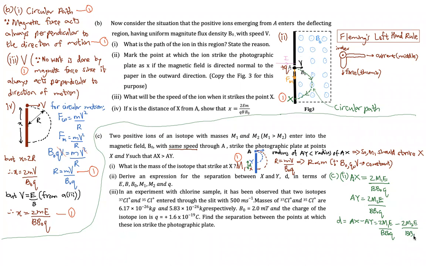Since there are a lot of common terms, I think we can take 2E over B naught Q out. Inside the bracket we can put m1 minus m2. Stare at this at once, it will look a little intimidating, but if you stick to the basics, it's not that hard. We already have derived an equation for AX and AY, and then it's all about substituting the value carefully, and you will end up in this. All right, anyone who got this one equation for simple D? All right, good. I can see hands going up. Good job.